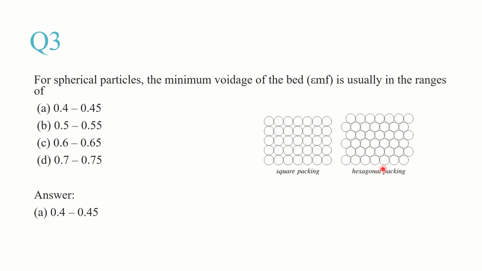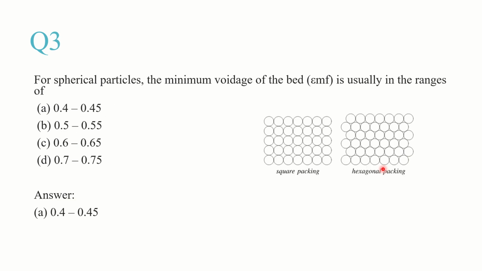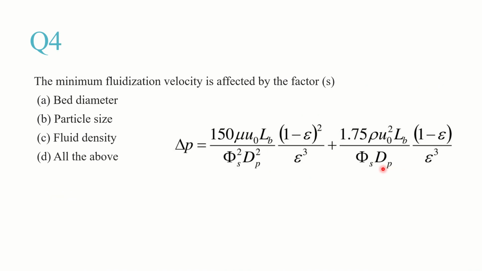For non-spherical particles, the voidage would again increase, because the packing fraction of non-spherical particles is comparatively lesser than that of spherical particles. So for spherical particles, the minimum voidage is 0.4 to 0.45. Okay, that is question 4.